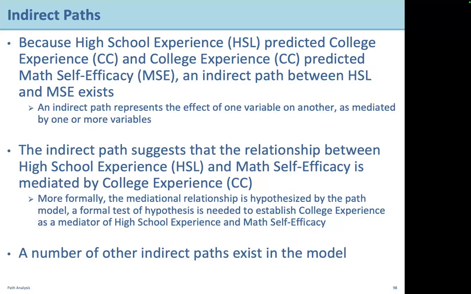The indirect path suggests that if the relationship between high school experience and math self-efficacy is different from 0, then the relationship between high school experience and math self-efficacy is mediated by college experience, or college experience mediates that relationship, right? More formally, the mediational relationship is hypothesized by the path model. A formal hypothesis test is needed to establish college experience as a mediator of high school experience and math self-efficacy.